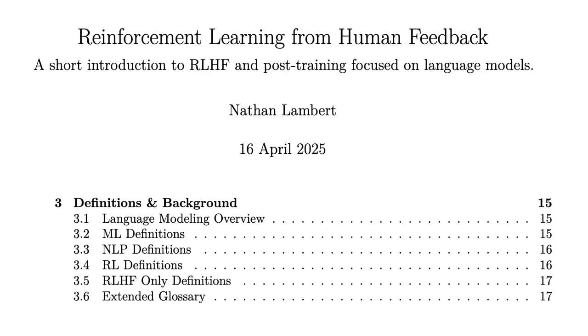This chapter introduces fundamental definitions and background concepts crucial for understanding reinforcement learning from human feedback, RLHF. It begins with a language modeling overview, explaining how modern models like transformers use autoregression and self-attention to predict token sequences, trained by minimizing negative log likelihood, NLL, loss. Key machine learning definitions include KL divergence, a measure of difference between probability distributions.